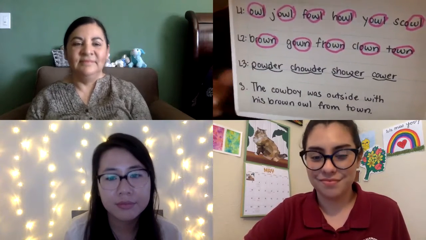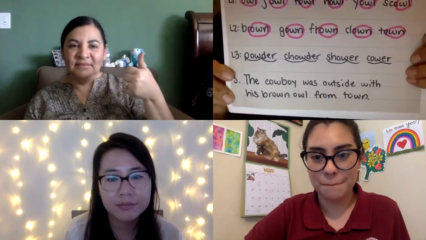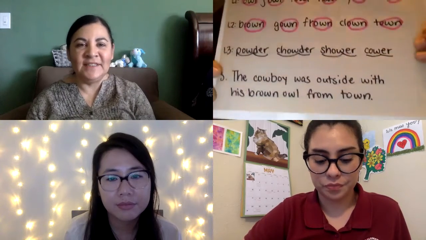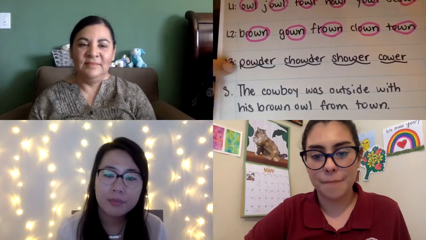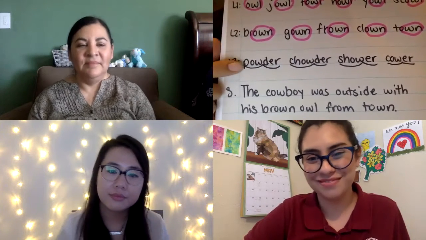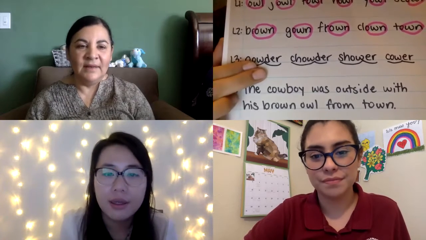Beautifully done. Anything else that you may have noticed? Yes, Ms. Hernandez. They're also one-syllable words. One-syllable words. Down to the wire. Line three, please. Ready? Sound by sound. Blend through the syllable and then whole word blend. 3, 2, 1. Sound. Sound. Ow. Blend it. Ow.